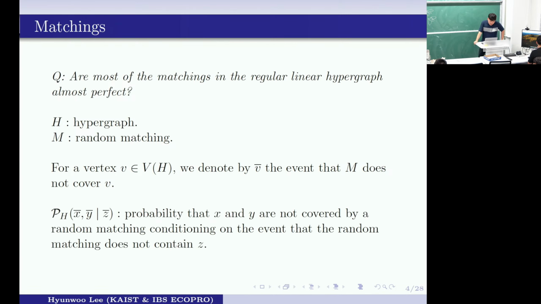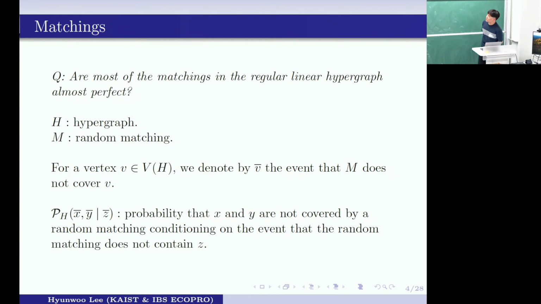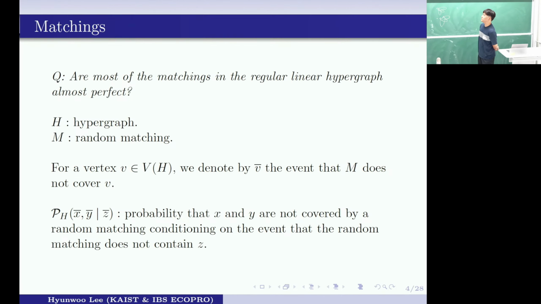I will define the notation p_H of x bar, y bar given g bar, which means the probability that the vertices x and y are not covered by a random matching M, conditioning on the event that the random matching also does not cover the vertex g. So p_H of just x bar means the probability that the random matching does not cover the vertex x.